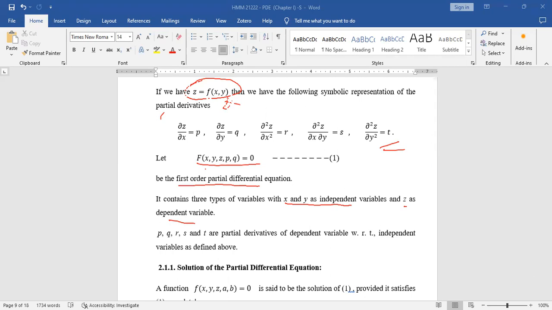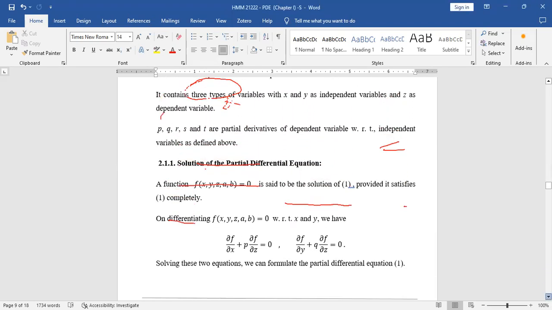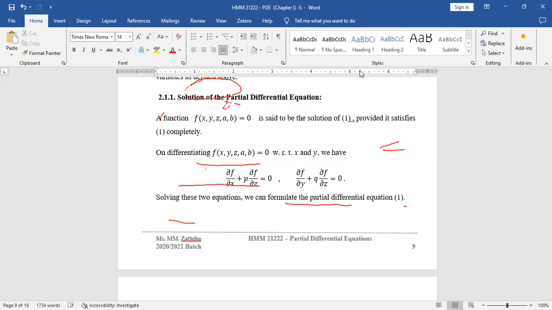Okay. So next one, to solve it, the solution of the PDE. Okay. So in that sense, let's say this is my function, first order function, f(x, y, z, a, b). So this is the solution, because it has arbitrary constants, we'll see. Okay, a comma b we are having as arbitrary constants. So this is a solution of our PDE.